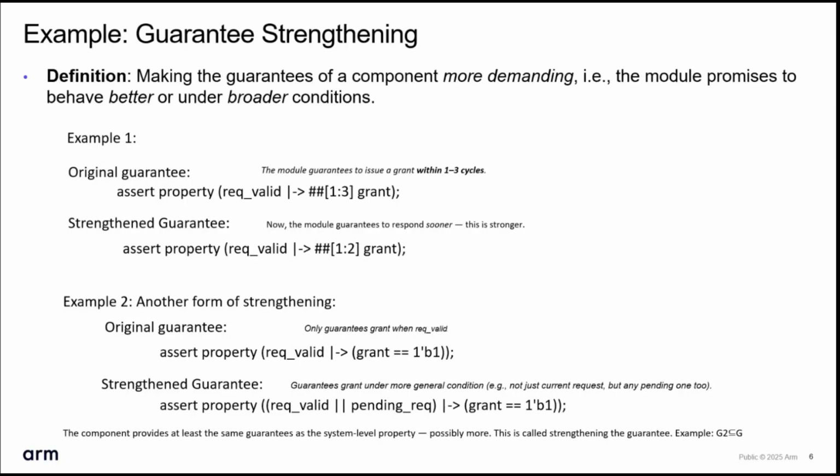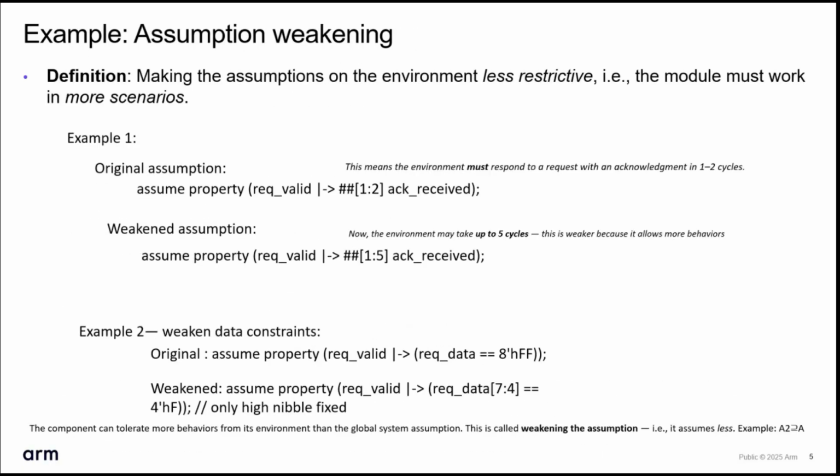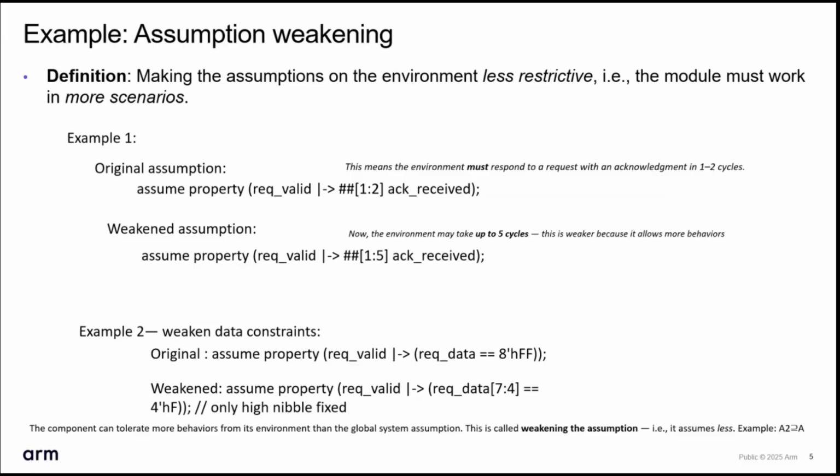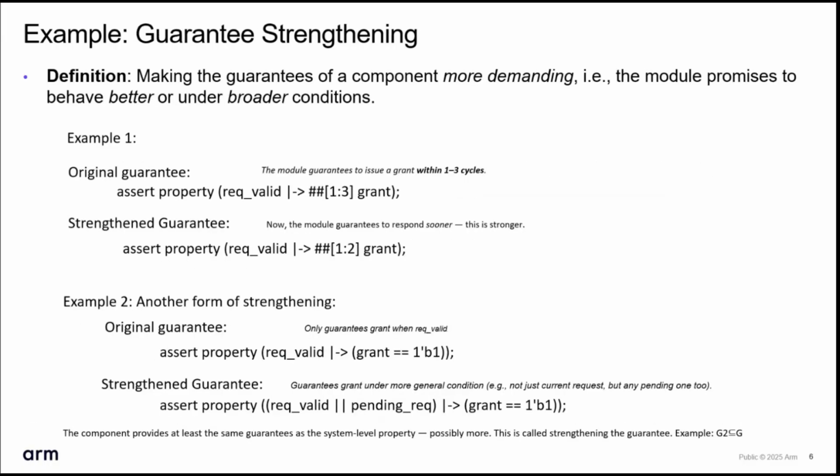I forgot to mention that in this example, when we define weakening assumptions, this A2, or A1 in the context of requester or responder, the A1s and A2s are basically supersets of the system level assumptions. Likewise for guarantees, in this context G2, for instance, is a subset of G.